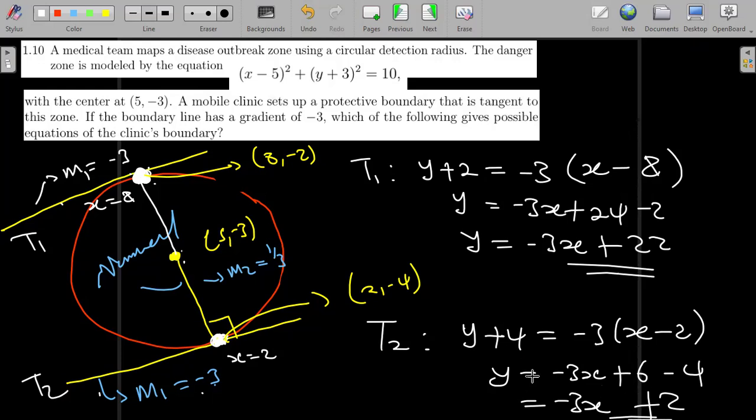So these tangent lines will give the boundaries of this danger zone. Even if you found the tangent line in this case here, you're still going to find the same two equations. So that is going to indicate the boundary.